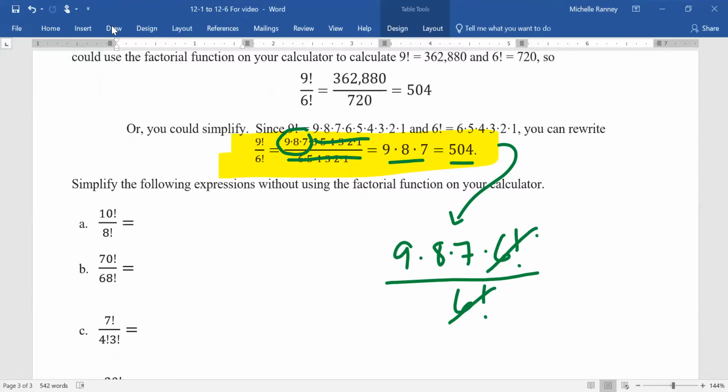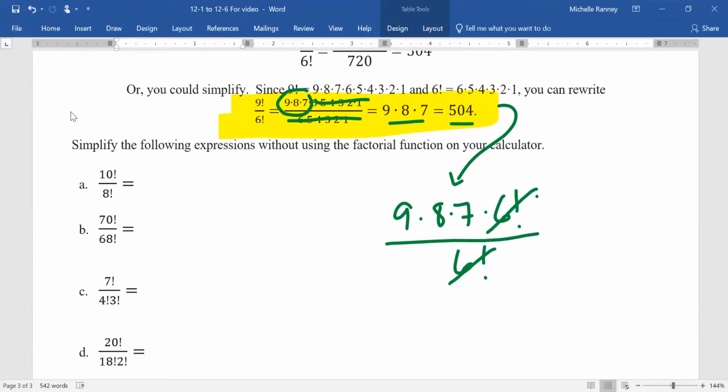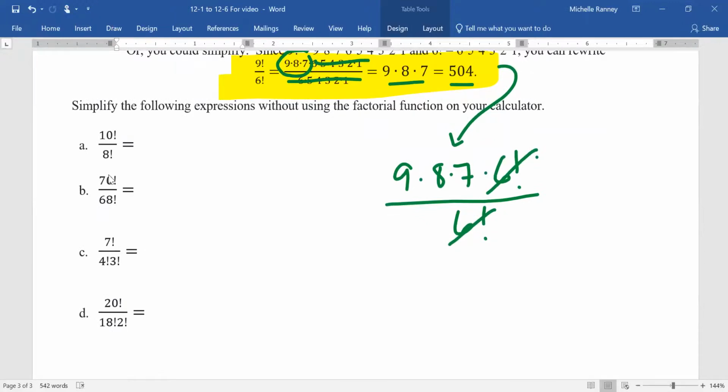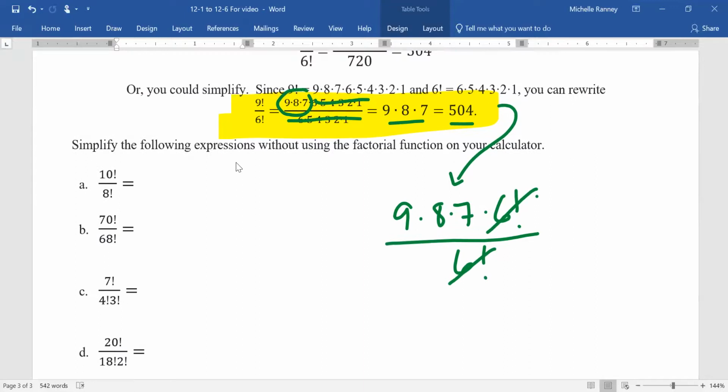So what I'd like for you guys to do right now is try A through D using the same idea that I just showed here, and then we'll check our answers.